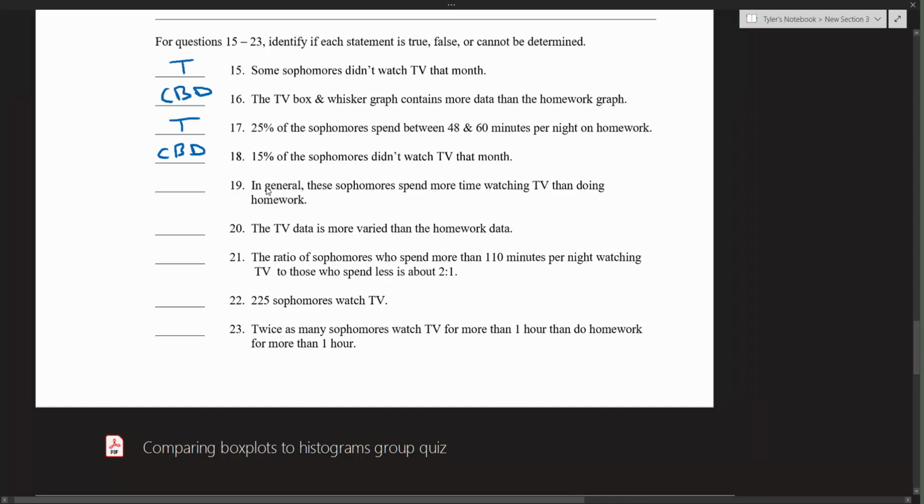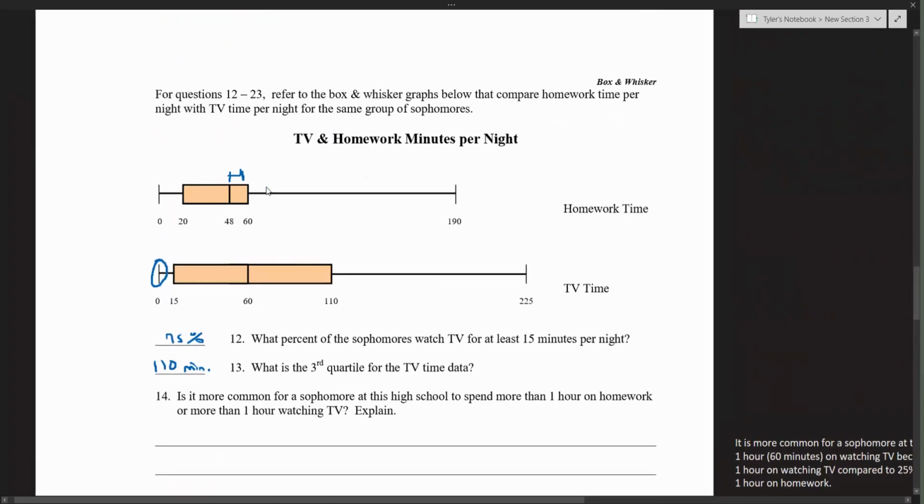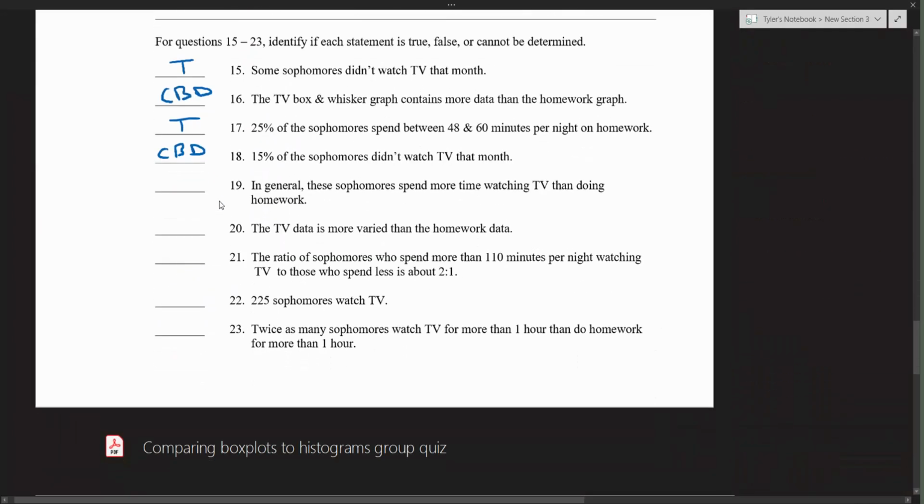And then number 19 says, in general, these sophomores spend more time watching TV than doing homework. If we're talking about a typical value, the value we'd want to compare is the median. So I'd want to compare 48 to 60. The statement would be true, because the median, the typical student, is going to spend 60 minutes on TV time per night, and that's greater than 48 minutes, the typical time a student would spend on homework. So compare the medians to get a general sense.